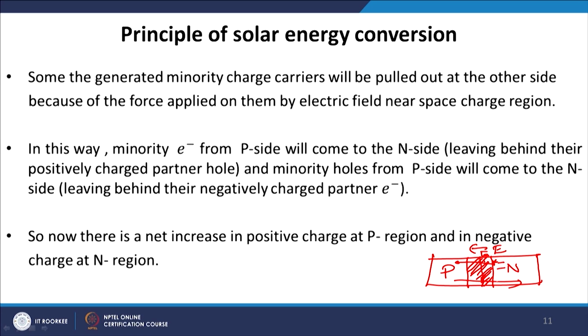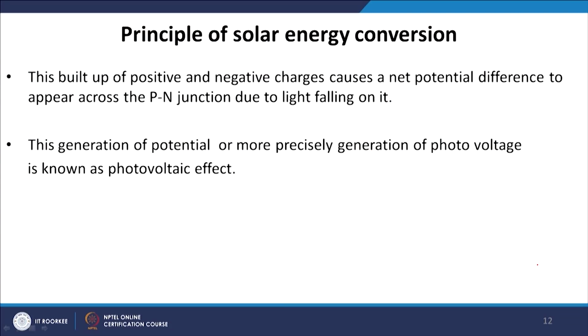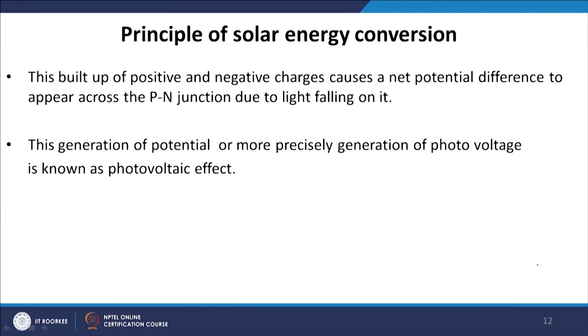So, now there is a net increase in the positive charge at the P side and a net increase in the negative charge at the N side. We can also understand this by an animation which we will show you in the next slide. This build up of positive and negative charge causes a potential difference which appears across the PN junction due to the light falling on it. So, basically the photovoltage is generated due to the light falling on it. This generation of potential, or more precisely generation of photovoltage, is known as the photovoltaic effect.